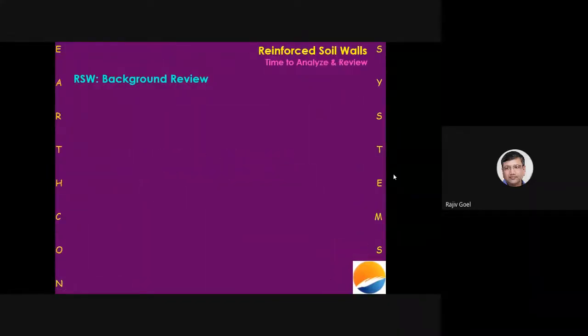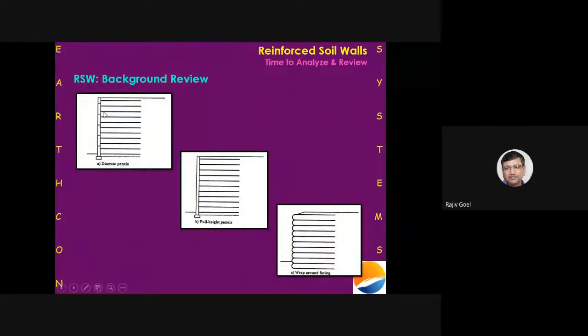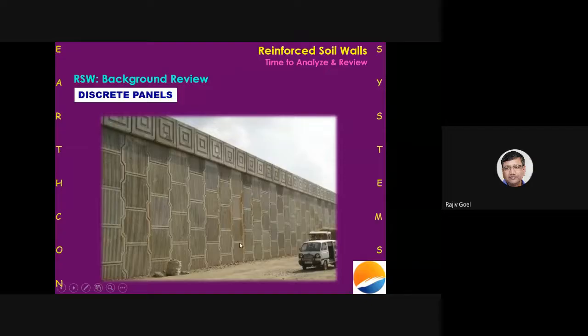Coming to the skin or the fascia we've been using for the reinforced soil walls, there is a variety of it available. You can have discrete panels, you can have full height panels, or you can have a wraparound fascia. Out of this, I think this is the most widely used fascia. I'll show you and explain to you using pictures. This is all discrete panels. You have all these as discrete panels which you assemble at site and make reinforced soil wall fascia.